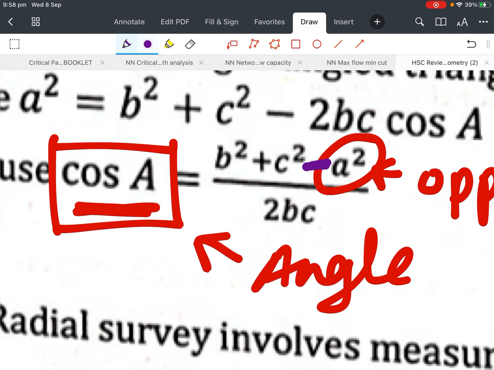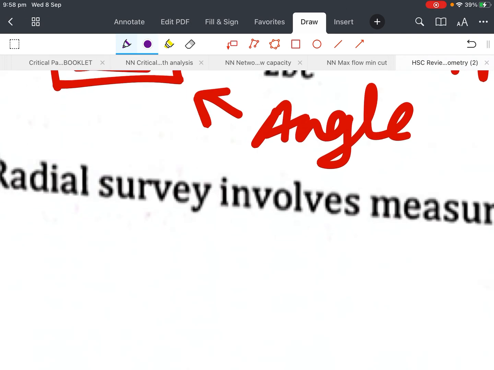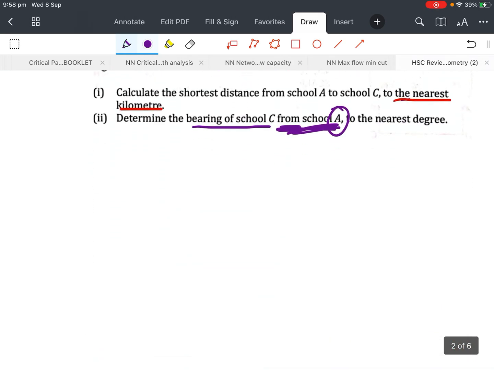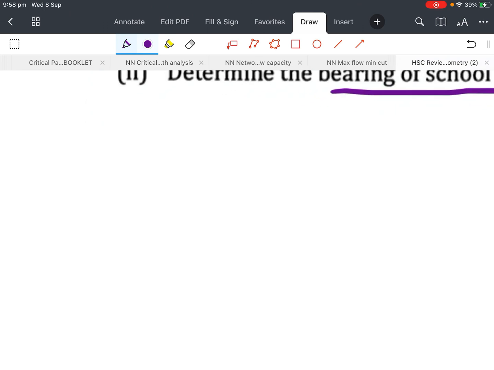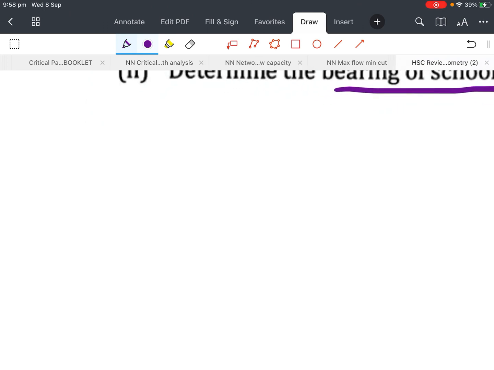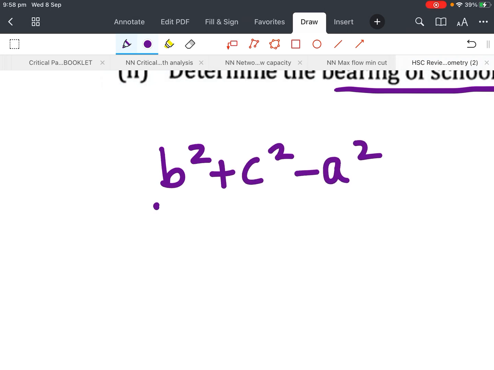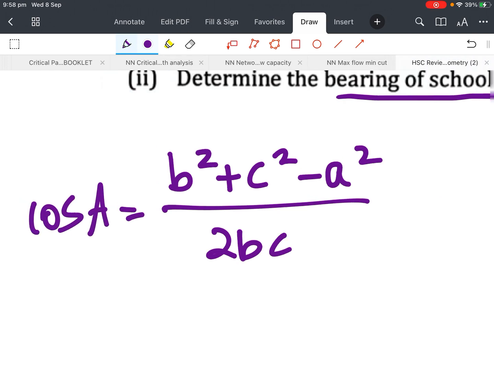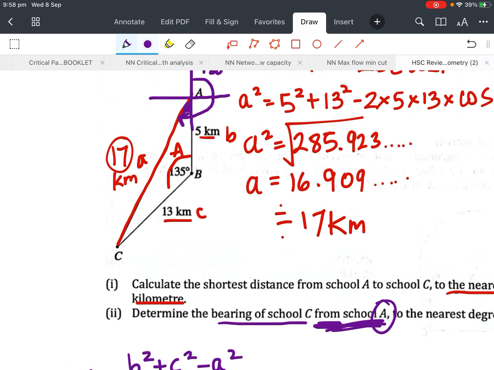I need to find an angle. This is the formula I use to find the angle. So I'm going to write that down. Let's see, what was it again? b squared plus c squared minus a squared over 2bc, and cos A equals that. Alright, so the angle I need to find is where A is, so that's helpful.